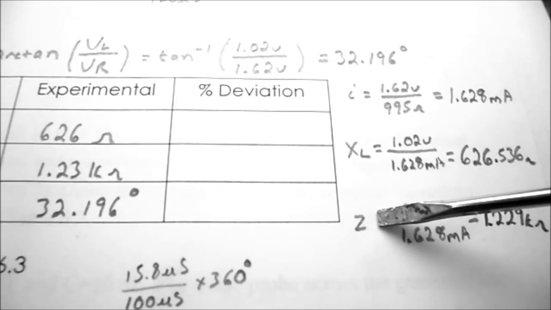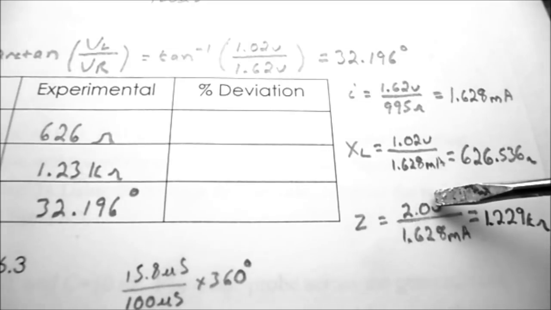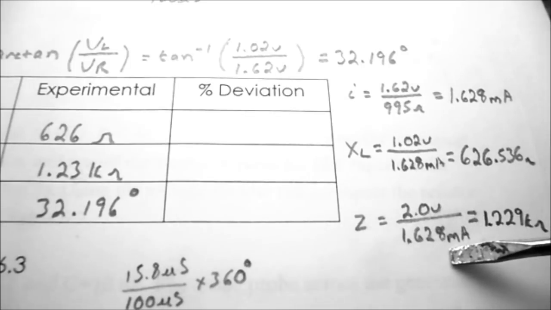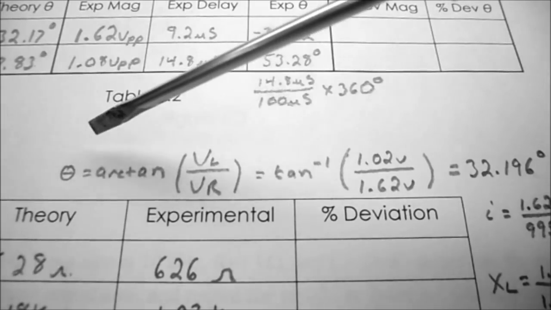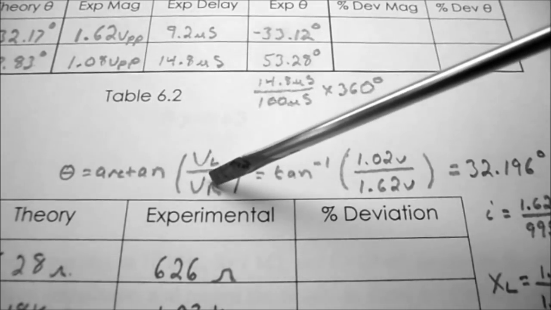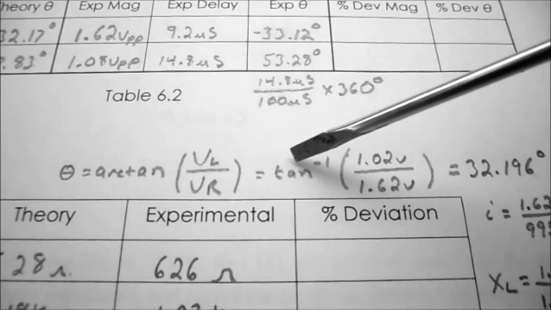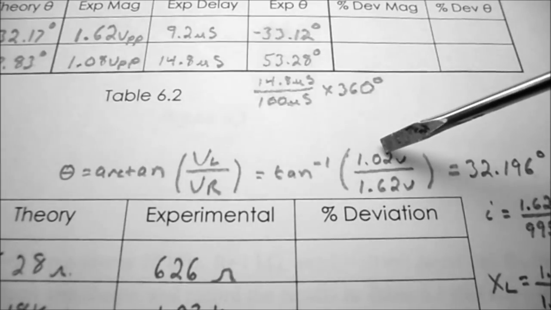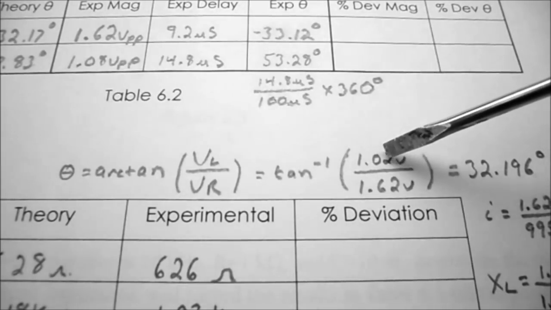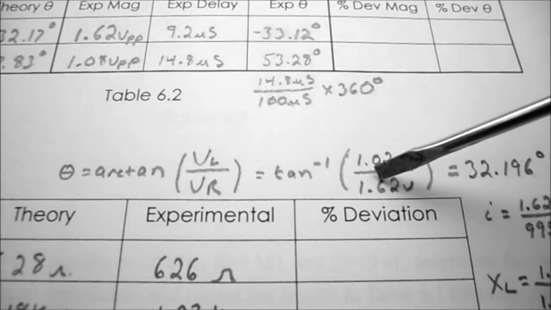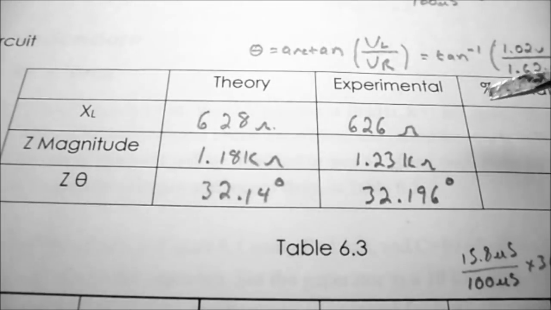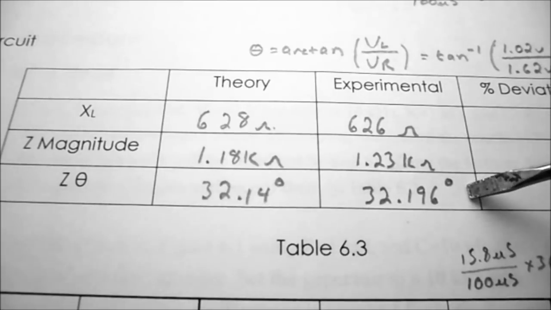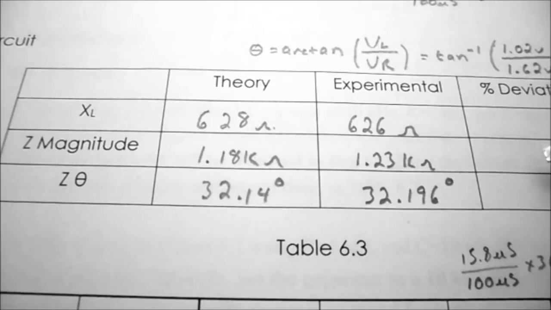Z, which is our impedance or AC resistance, is the Vin, which is 2 volts peak to peak, divided by our current of 1.628 milliamps, and that works out to 1.229 K ohms. Lastly, to calculate the phase angle, it's equal to arctan of VL over VR, and on your calculator it's probably a button labeled tan minus 1 of VL, which was 1.02 volts, divided by VR, which was 1.62 volts, and that equals 32.196 degrees. So I've filled these results in table 6.3. I'll leave you to calculate the percent deviations.